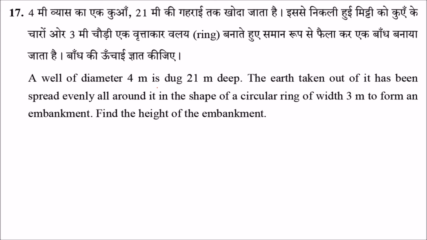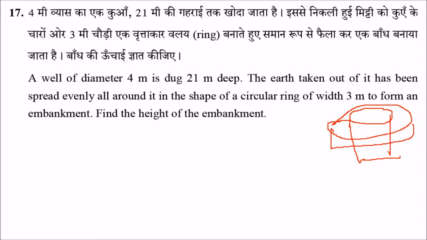A well of diameter 4 meter is dug 21 meter deep. The earth taken out of it has been spread evenly all around it in the shape of a circular ring of width 3 meter to form an embankment. Find the height of the embankment. So a well is there. Now the earth is dug and it is spread around here like a ring.